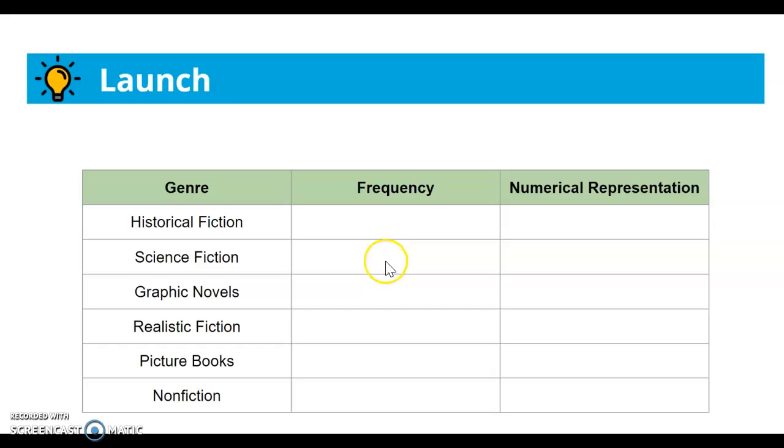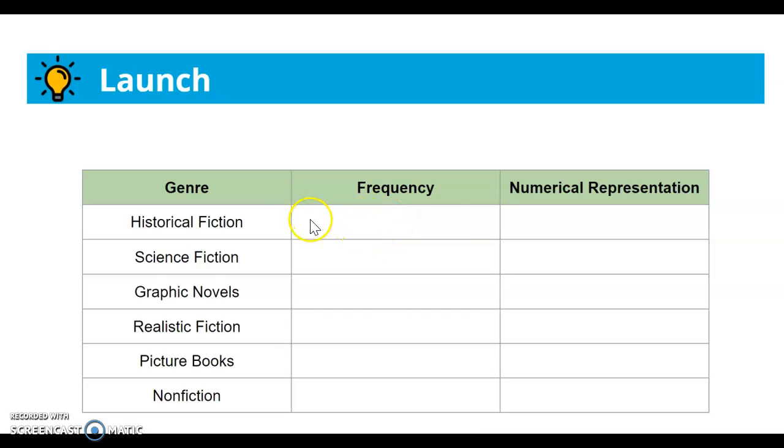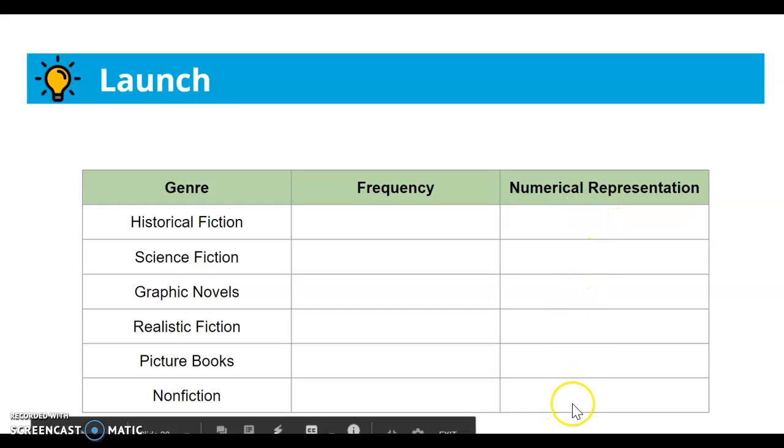We'll tally up how many people prefer science fiction, and we'll go on down the line with graphic, realistic, picture books, and nonfiction. So we'll tally all that up, and however many numbers we have right here for historical fiction, we're going to total that number up and put the total number right here. And we'll do the same thing for each one.